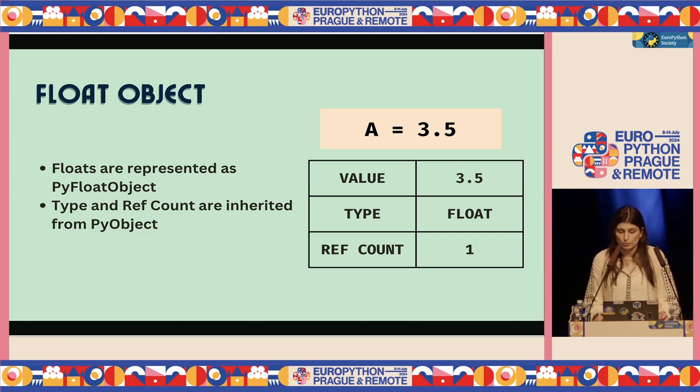Additionally, it tells how we should place memory for this, because for some kinds of execution Python uses a fixed memory location. It means depending on the type, it knows how much memory this object needs. And reference count indicates that right now one variable references this object, so this object has one reference. And these two fields, type and reference count, are inherited from PyObject.